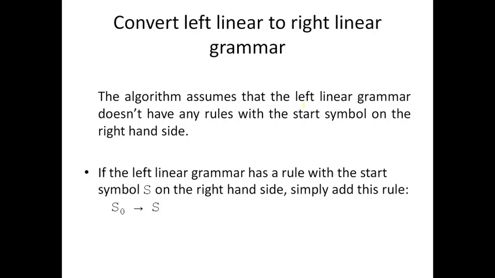Now we will see how we can convert a left linear grammar to a right linear grammar. The algorithm that we are going to discuss assumes that the start symbol does not appear on the right hand side of any production. If it appears, what you can do is introduce a new non-terminal, say S0, and add a new production S0 giving S. Now S0, being a newly introduced non-terminal, is not going to appear on the right hand side of any production.